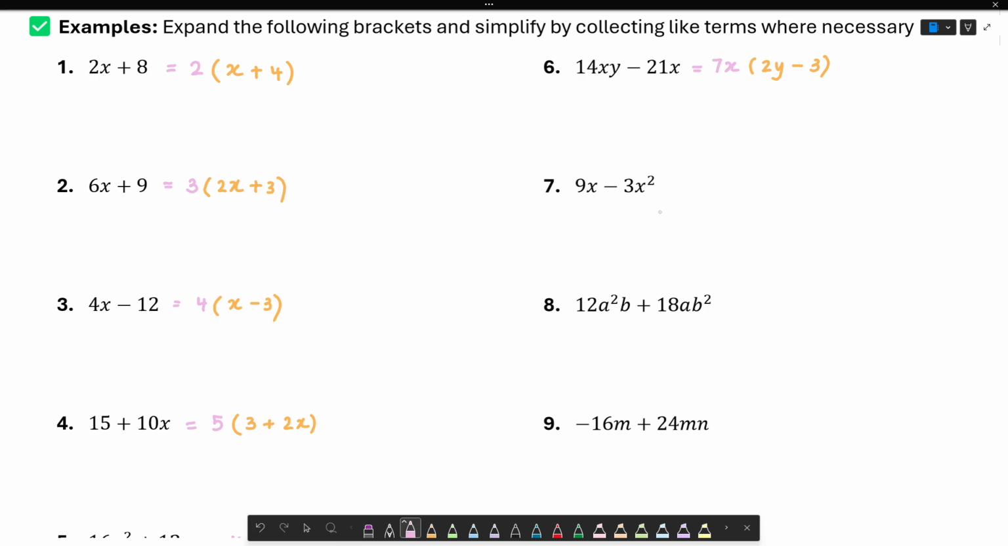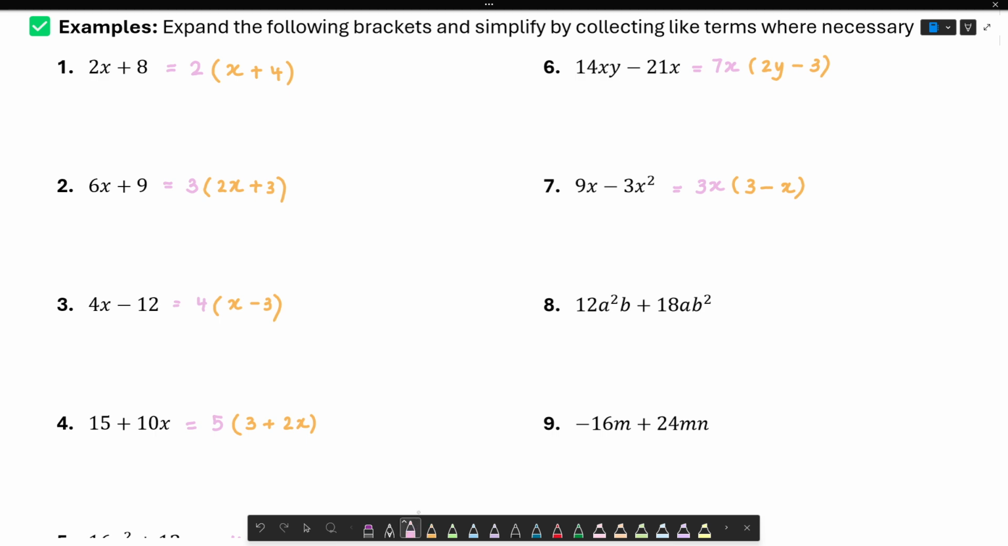For the next one, this also appears in the 3 times table, so I will put a 3 there. And then I have an x because both terms contain an x. When I divide through by the 3x, we get a 3, and we'll get a minus x.